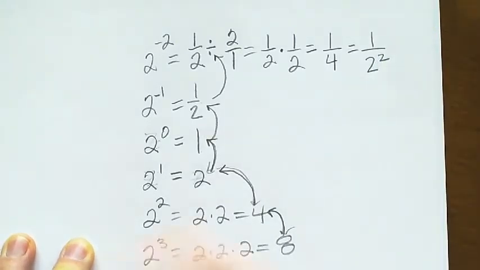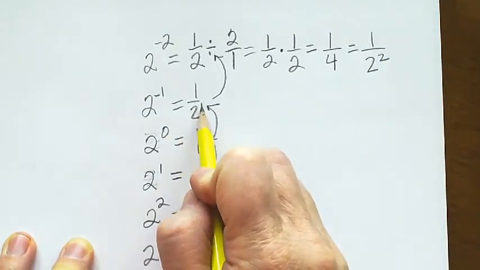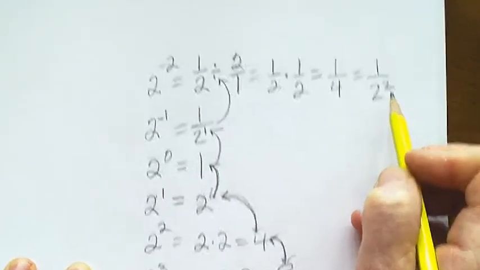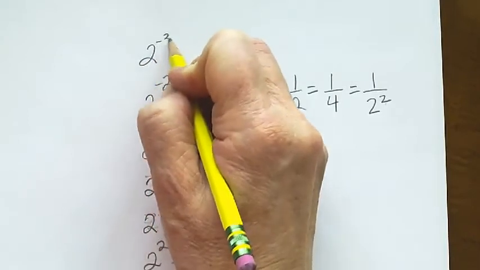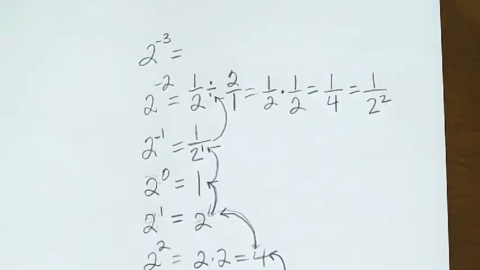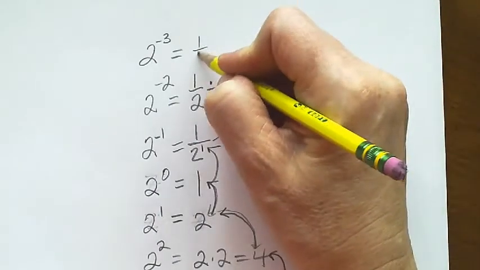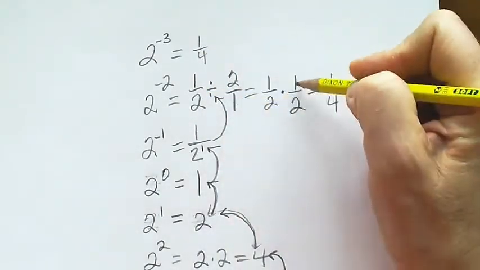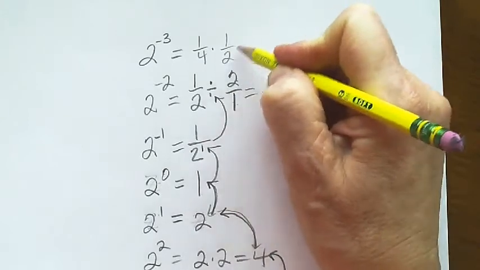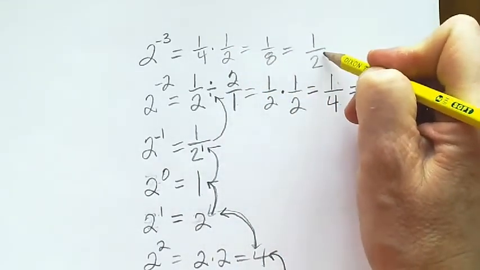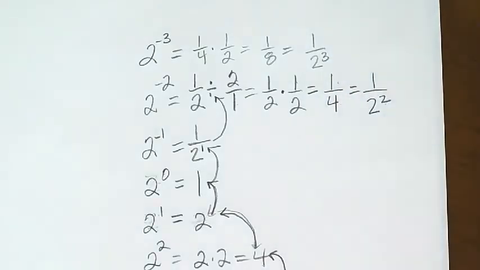Are you starting to see a pattern here? This is 1 over 2 to the first. This is 1 over 2 to the second. What do you think 2 to the negative 3 is going to be? If you're not sure, you could work it out. You could say, well, I know it's going to be 1/4 divided by 2 over 1, which is times 1 over 2, 1/8, which is 1 over 2 to the third.